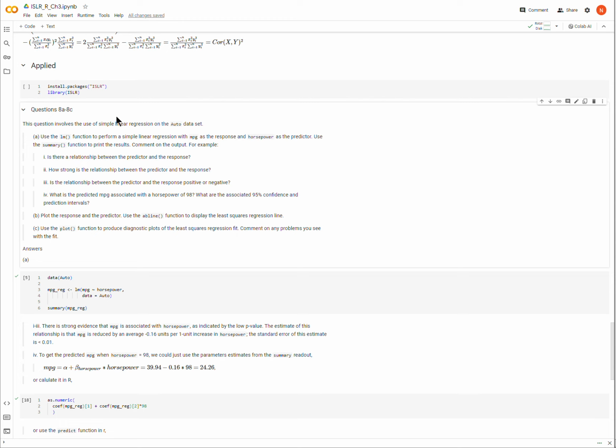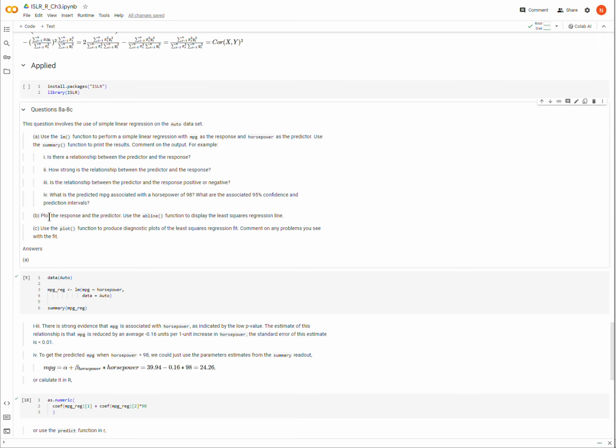We are going to be using a data set that's part of the ISLR package called Auto. It's the Auto data set, and we're going to run linear regression on it in R. I'll make a separate video for Python. We are meant to regress the variable MPG, or miles per gallon, as the response variable on the predictor variable horsepower. Then we're going to look at all sorts of different things associated with the questions here.